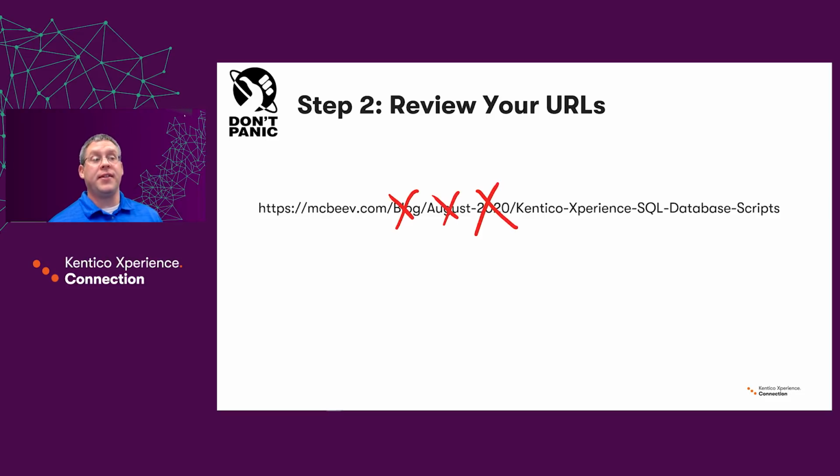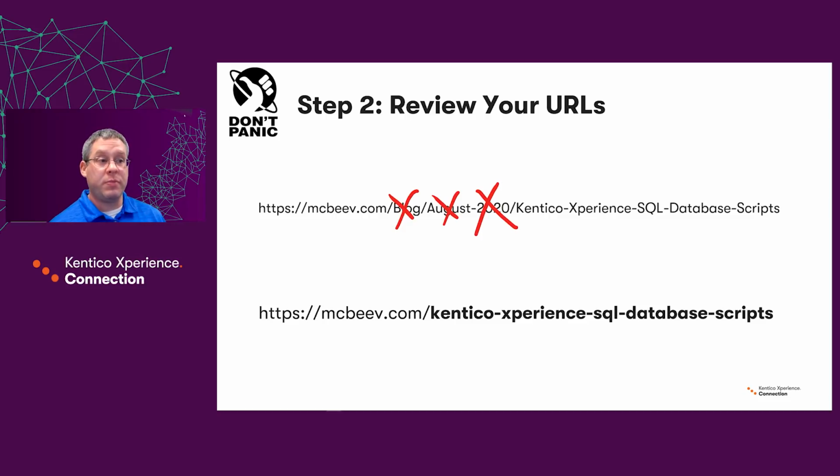I don't really want those things in my URL any longer. I don't want /blog or /August 2020, right? In today's world, being SEO optimized is all about having the keywords that I want to go after as far to the left of the URL as possible. It should be more like this, right? I want to have mcbeeve.com/Kentico Xperience SQL database scripts, because I'm going after, from a keyword perspective, Kentico Xperience, which makes sense. That's my subject matter of my blog, right? And it's cleaner, it's a little bit more readable, and overall it's more modern. It's what you would expect on a nicely done site these days.